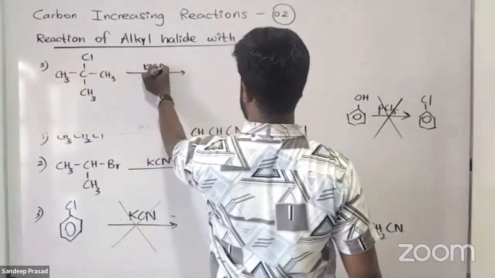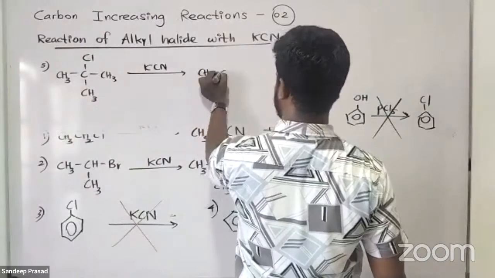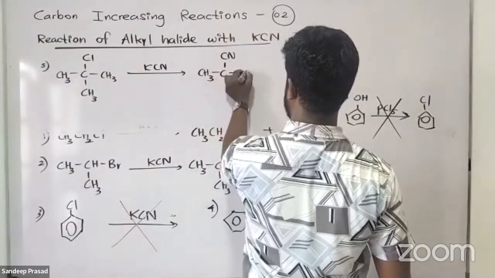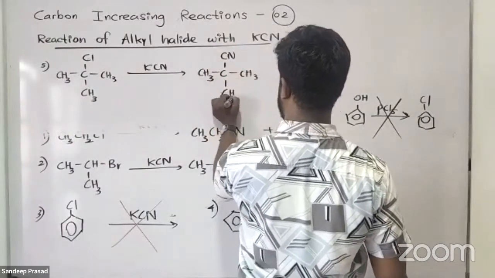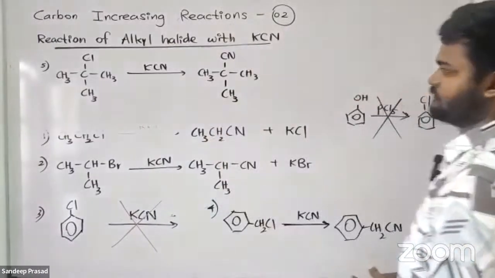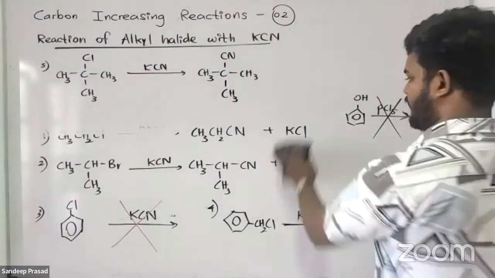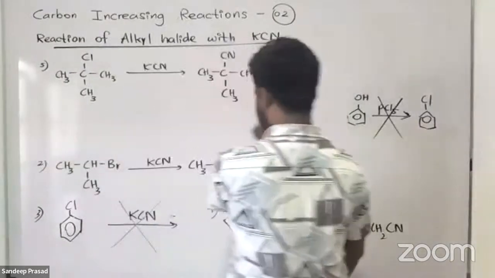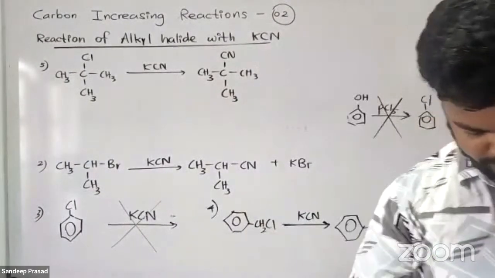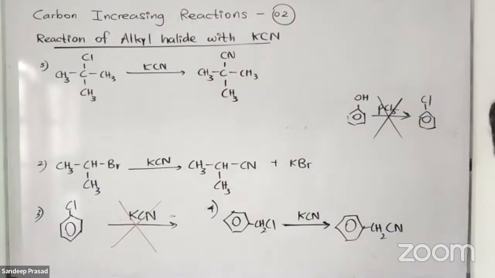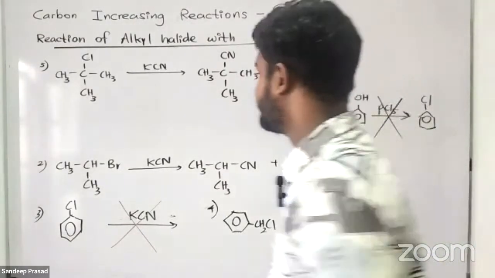We are adding KCN here. CH3CH2. Okay. And the next example is also so important because of the compound. Look at this compound, will you? Number 6.